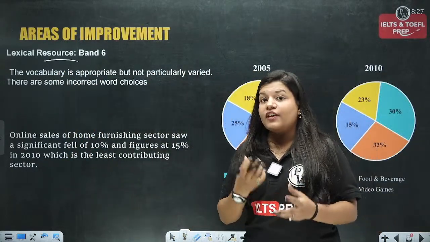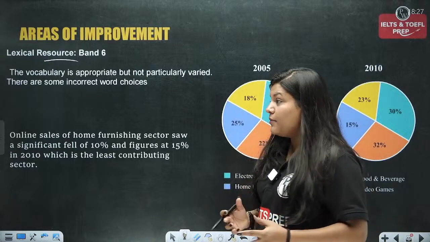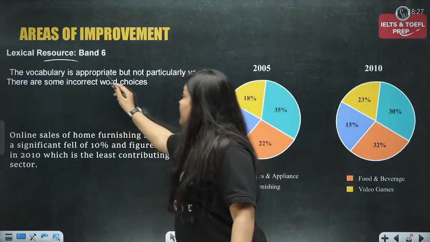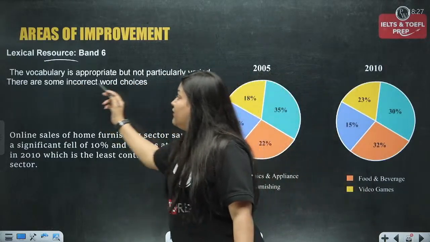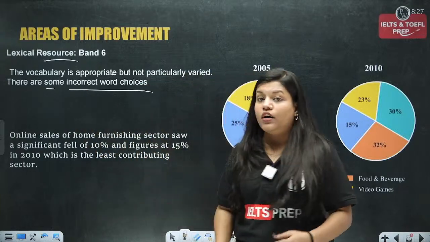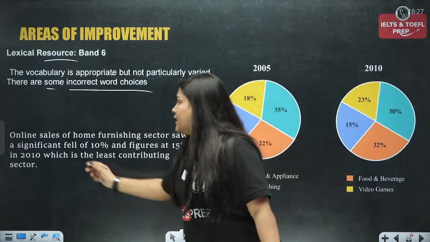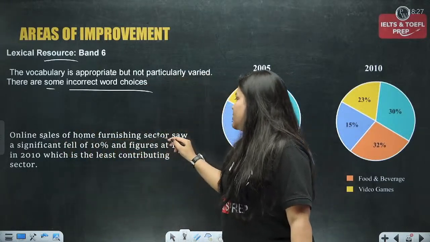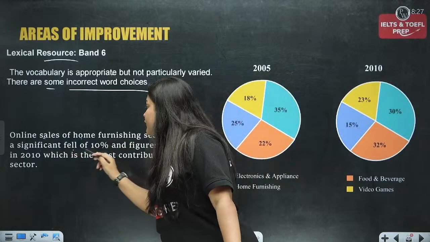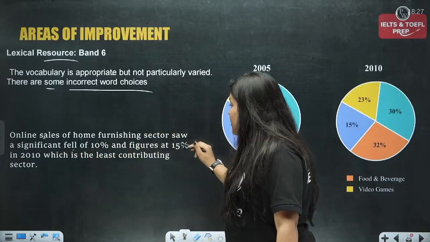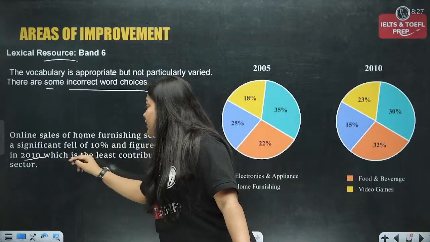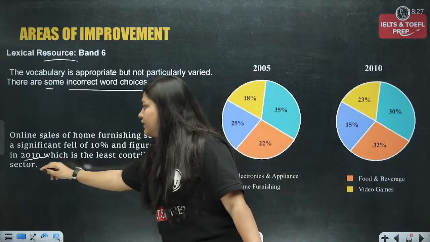You need to be very precise while mentioning the vocabularies. The vocabulary is appropriate but not particularly varied. There are some incorrect word choices. Let's understand. "Online sales of home furnishing sectors saw a significant fall of 10% and figures at 15% in 2010, which is the least contributing sector."